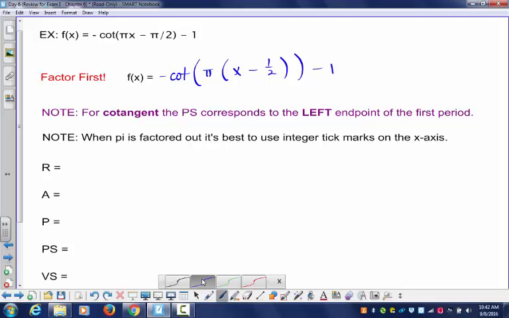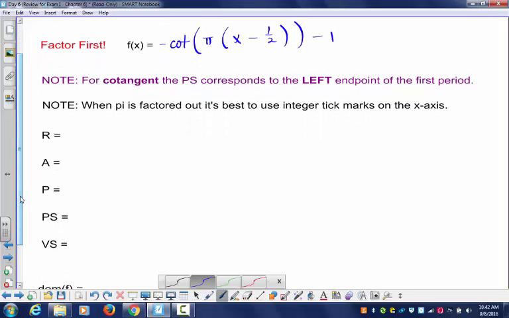Factored form up there. Let me know if you had trouble with that, if you need any help. All right. Reflection, yes or no? Yes. Amplitude? Not applicable. Cotan goes up and down forever, so it has no amplitude. Don't want to lose a single point for doing something like that. So no amplitude there.